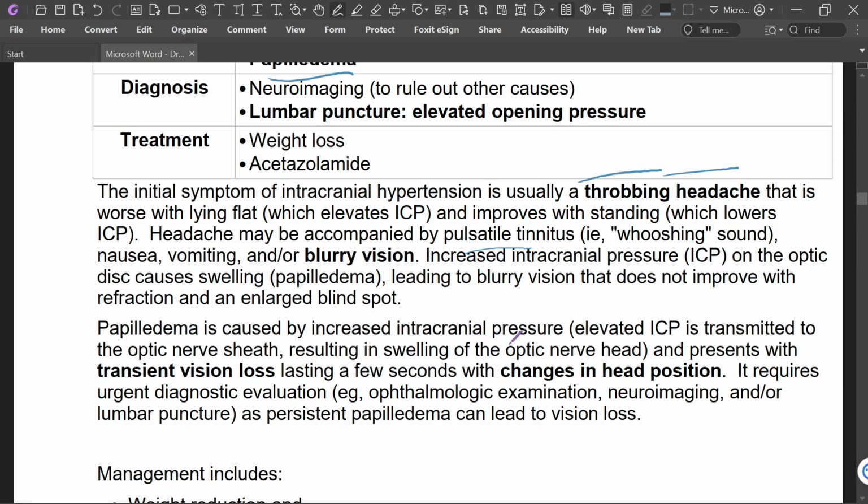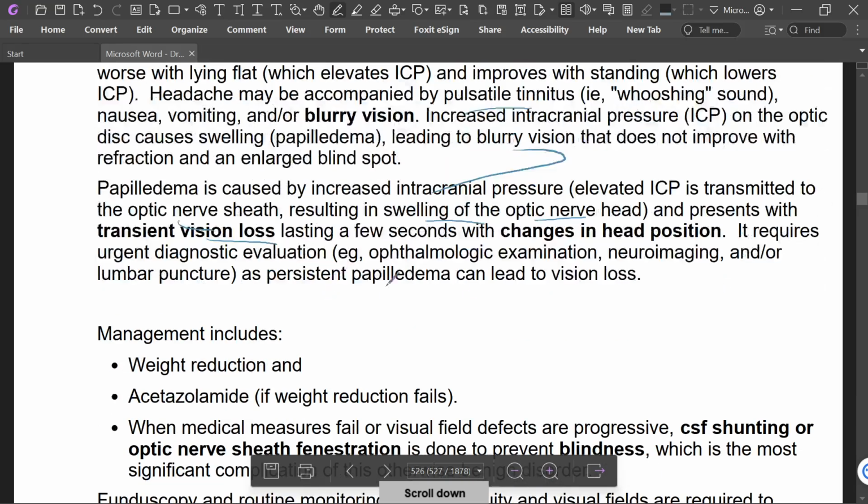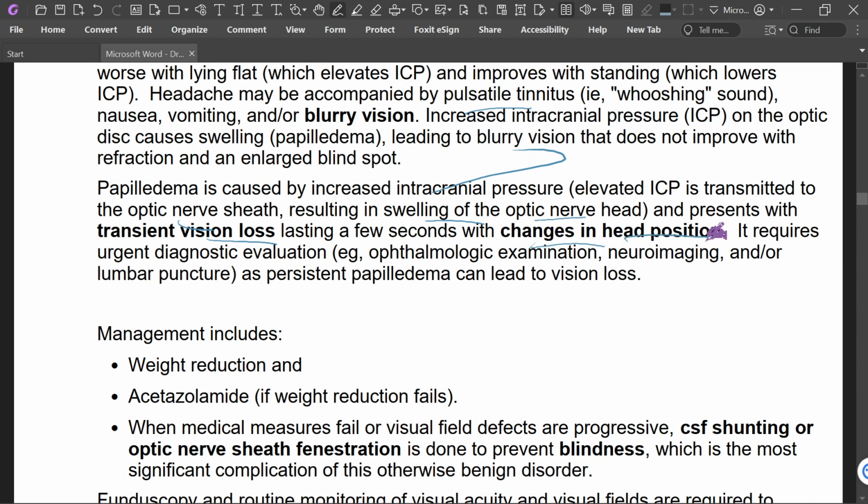Papilledema is caused by increased intracranial pressure, with elevated ICP transmitted to the optic nerve, resulting in swelling of the optic nerve head. It presents with transient vision loss lasting a few seconds with changes in head position. It requires urgent diagnostic evaluation like ophthalmic examination, neuroimaging, and or lumbar puncture. Persistent papilledema can lead to vision loss.